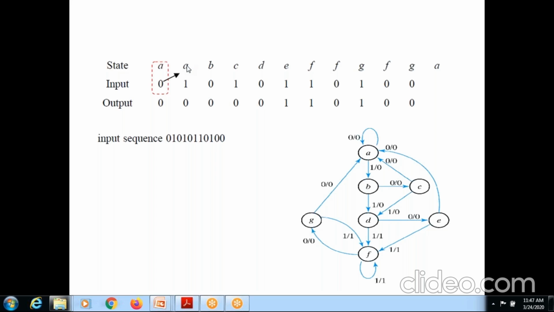In the next state, I have to give the next input, which is now 1. Suppose for this A, if I'm giving 1, it is producing the output 0 and it is going to the next state B that you can observe in the state diagram. So the first 2 numbers of the input sequence are finished.